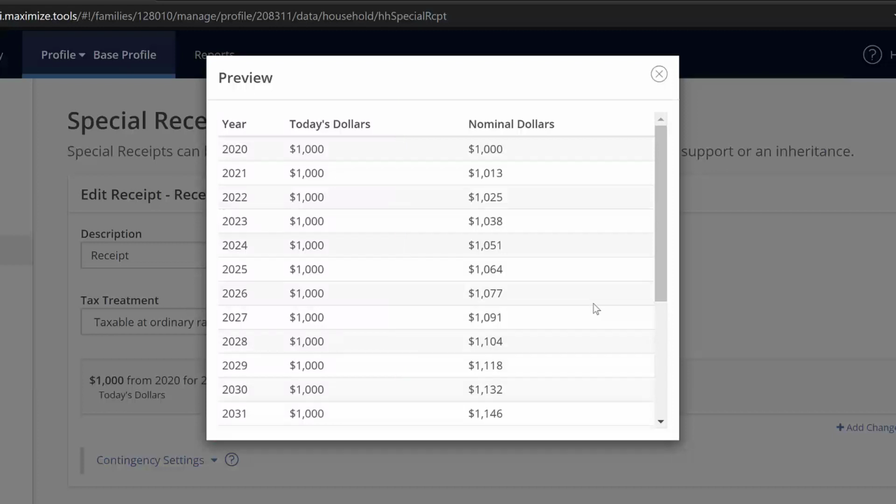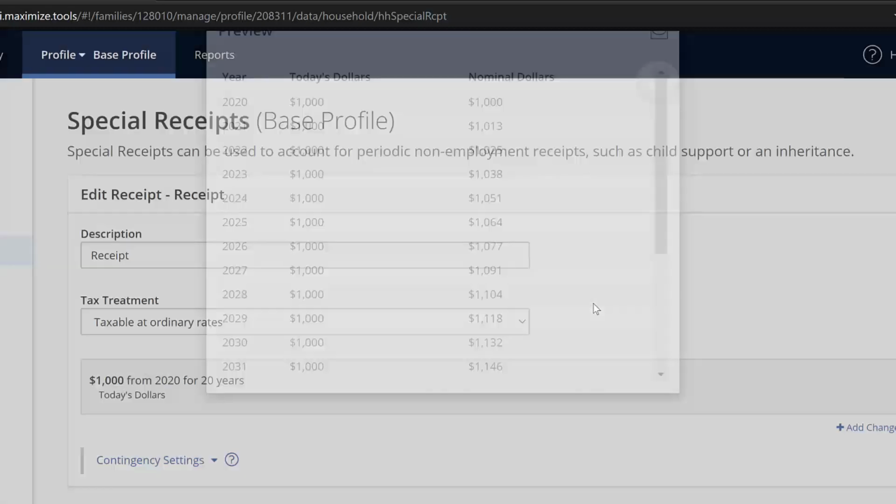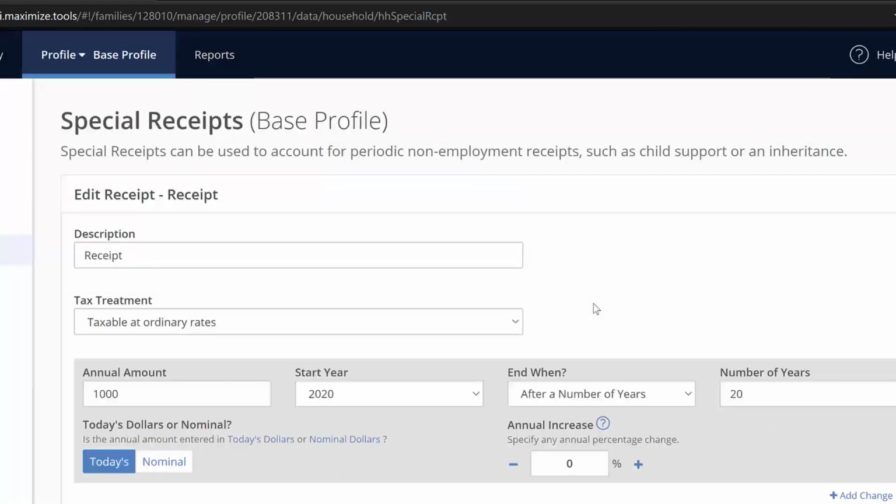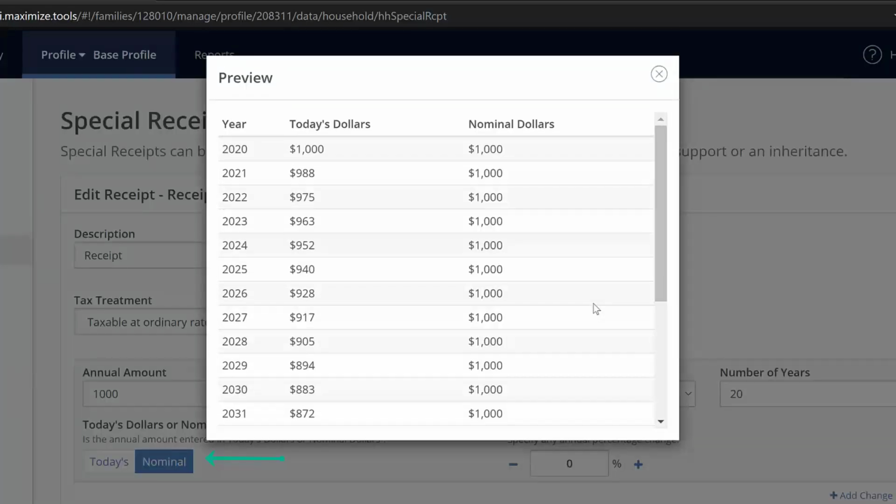We could set it up the other way by selecting nominal dollars in our setup, so let's do that. If we show this series of special receipts in a MaxiFi report, we'd see the left-hand column. Remember, MaxiFi always displays today's dollars. In this illustration, someone could hand you 1,000 $1 bills each year or write you a check with a face value of 1,000 each year.